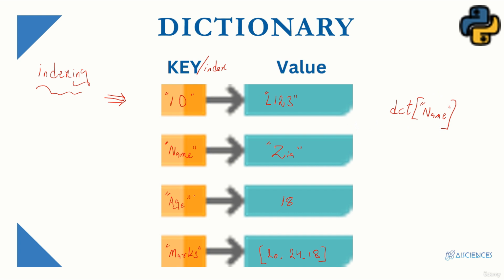Right now, the whole thing is the dictionary. But once I am accessing Zia by doing this, DCT and then indexing operator, and then name, right? DCT of name, it gets me Zia. Now this whole thing becomes what? It becomes a string. Why? Because Zia is a string, right? DCT of age will become integer. Let's go ahead and do some practical stuff and see if it works or not.